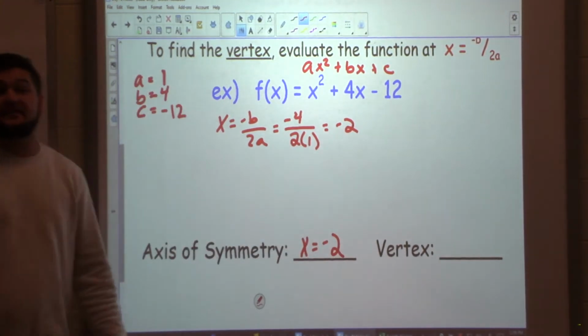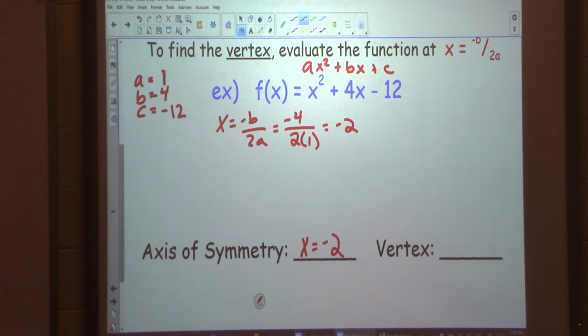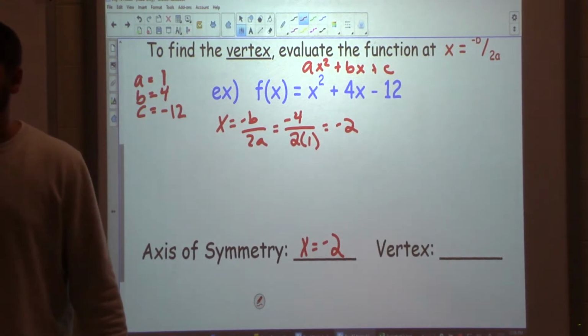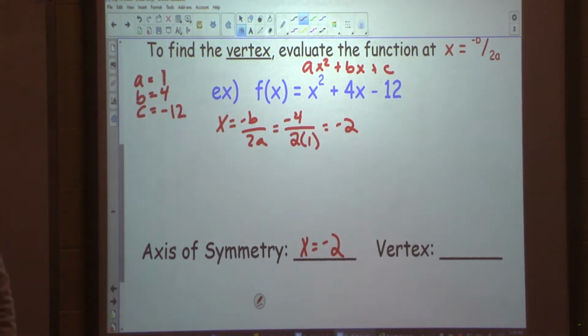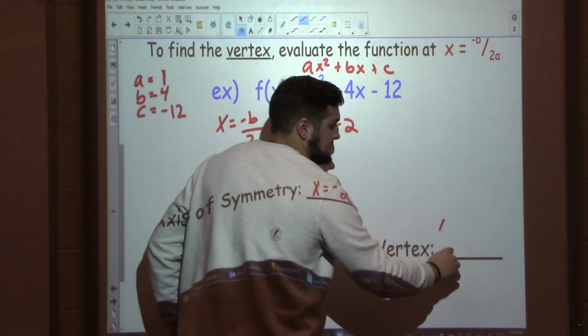If you just put -2 there on the test, it's going to get marked wrong. I'll tell you that right now. Axis of symmetry is a line. It's a vertical line, so it needs an equation. If you just put -2, that's just one number, right? I need the x equals. It's an equation.